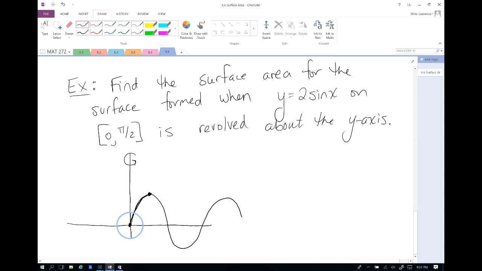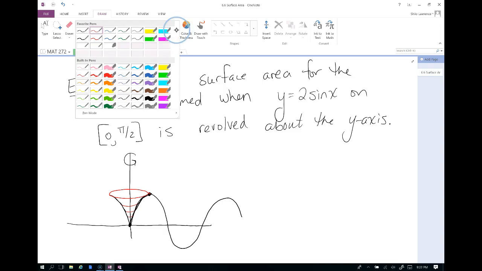So I'm going to start to spin it, and when I get to 180 degrees, I'll have the reflection of it over the y-axis. So I'll go around to 180 and then back to 360 where I started. So it's kind of like a cone, but the sides are curved in. It's not a straight-sided cone.